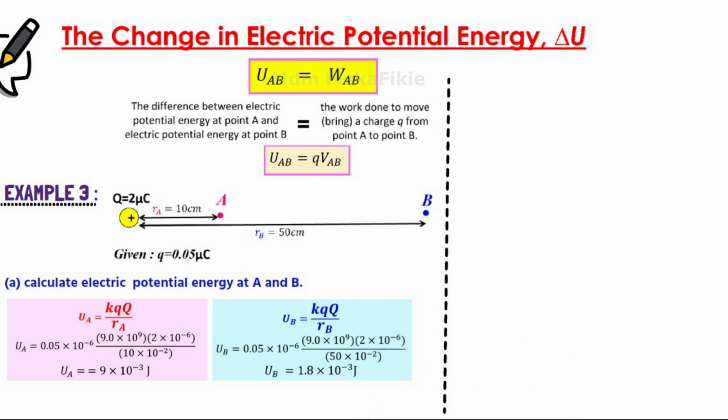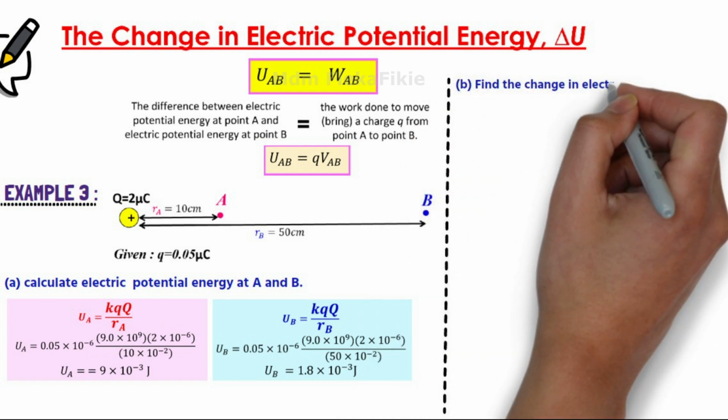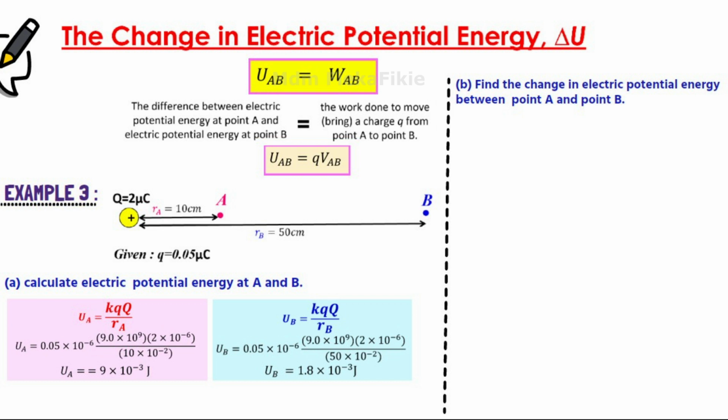Okay, so now let's proceed to the next question. Find the change in electric potential energy between point A and point B. So we want to find UAB. So kita nak kira UAB, senang sajalah. Kita hanya tolakkan saja UB minus UA. So jadi dia kata between point A and point B. So kita ambil point B sebagai point yang terakhir. So UB minus UA. So final answer is equal to negative 7.2 times 10 power of negative 3 joule.